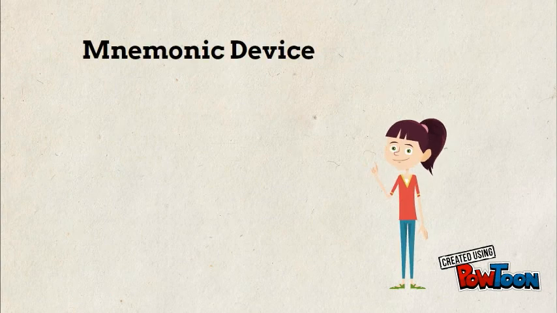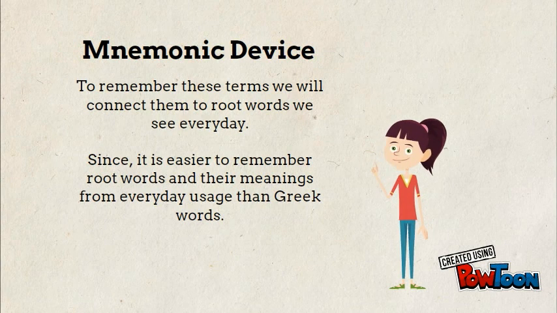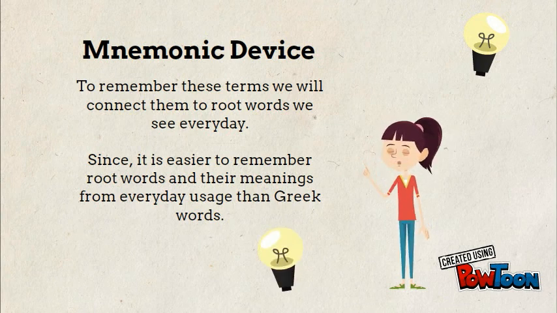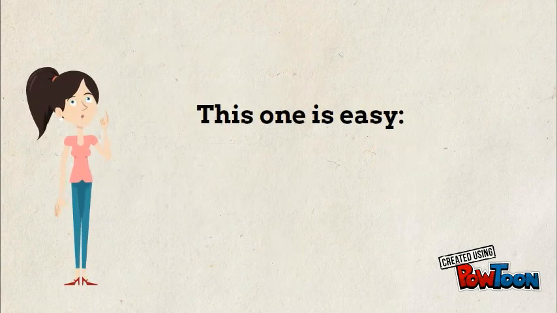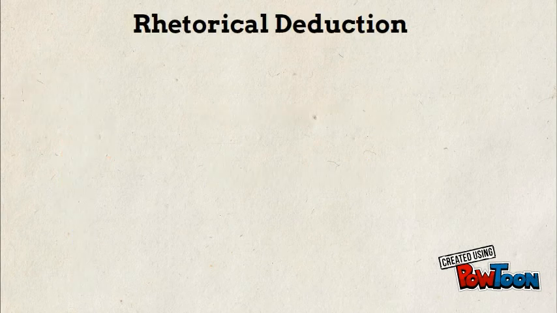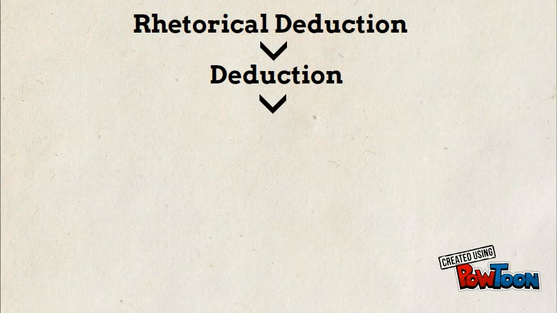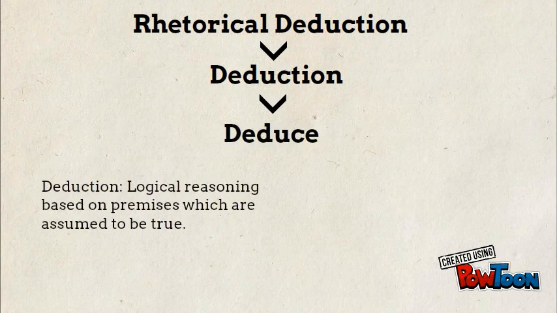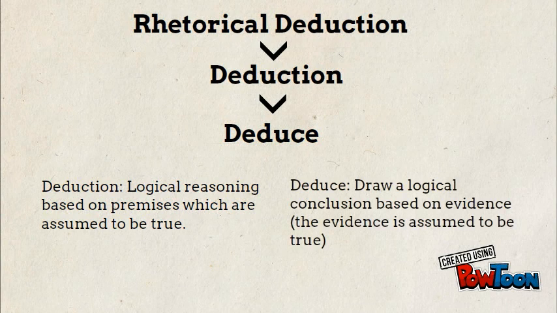For our mnemonic device, we connect these terms to root words we see every day, since it's easier to remember root words and their meanings from everyday usage than Greek words. This one's easy. Logos is a Greek word for logic. To remember rhetorical deduction, remember the word deduce. Deduction is logical reasoning based on premises, which are assumed to be true. To deduce means to draw a logical conclusion based on evidence, where the evidence is assumed to be true.